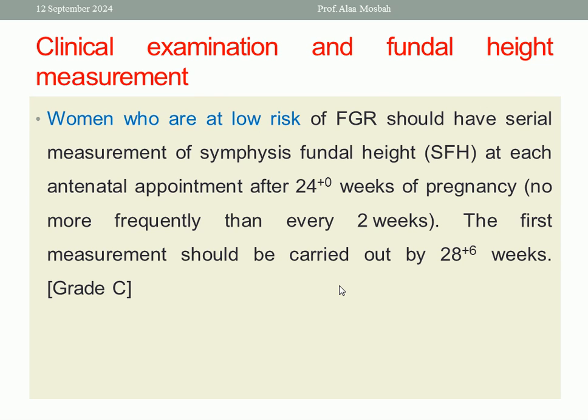Women who are at low risk of fetal growth restriction should have serial measurement of symphysis fundal height at each antenatal appointment after 24 weeks of pregnancy, but no more than every 2 weeks. Okay? When to start to measure symphysis fundal height? At 28 weeks gestational age. Okay? Every 2 weeks, you can measure symphysis fundal height.